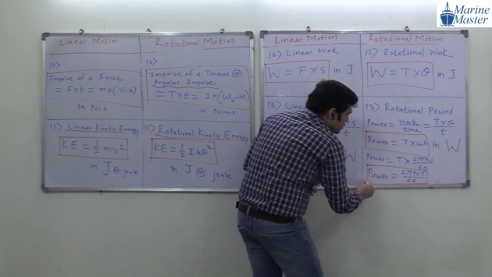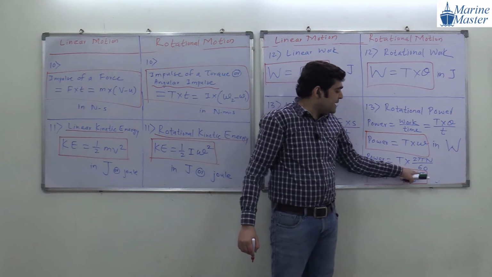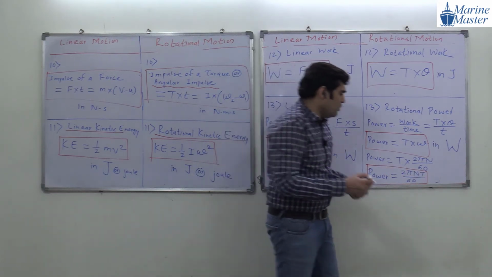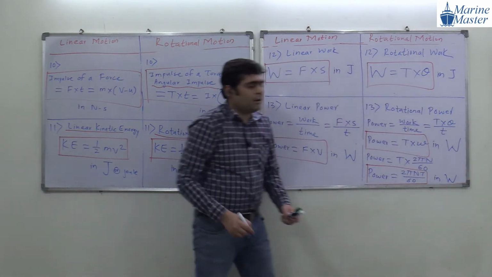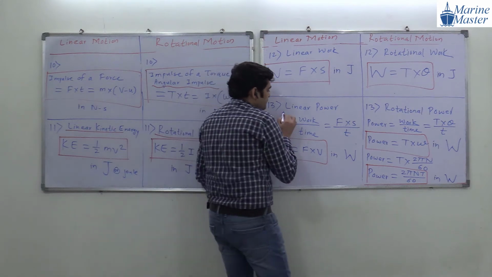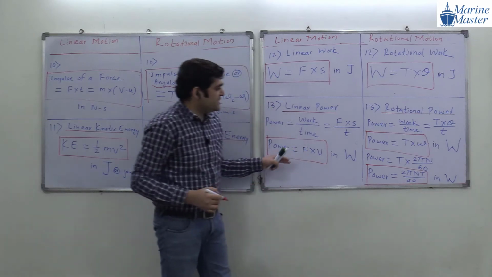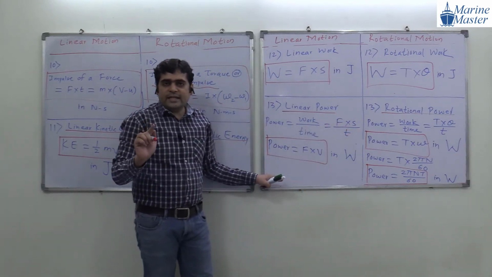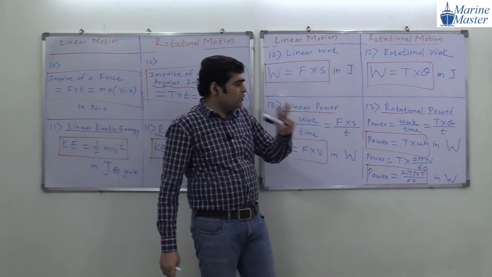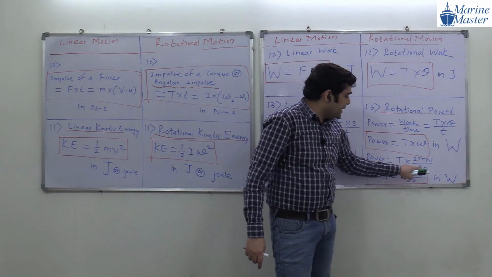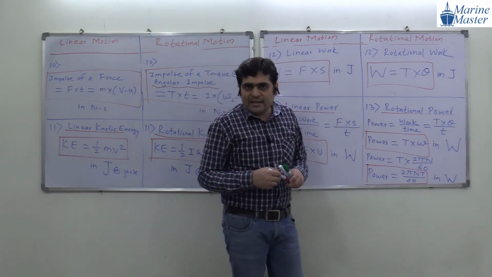Whenever there is a rotational motion, we can use the relation T into omega, or the relation 2 pi nt by 60. Power is again in watt. Units are very important, so please observe the units. If I have made any mistake, please let me know. So, linear power and rotational power. Please write this down: whenever there is a linear motion, power is equal to force into velocity. Whenever there is a rotational motion, power is equal to T into omega, or 2 pi nt by 60, because omega means 2 pi n by 60. We studied this in balancing.